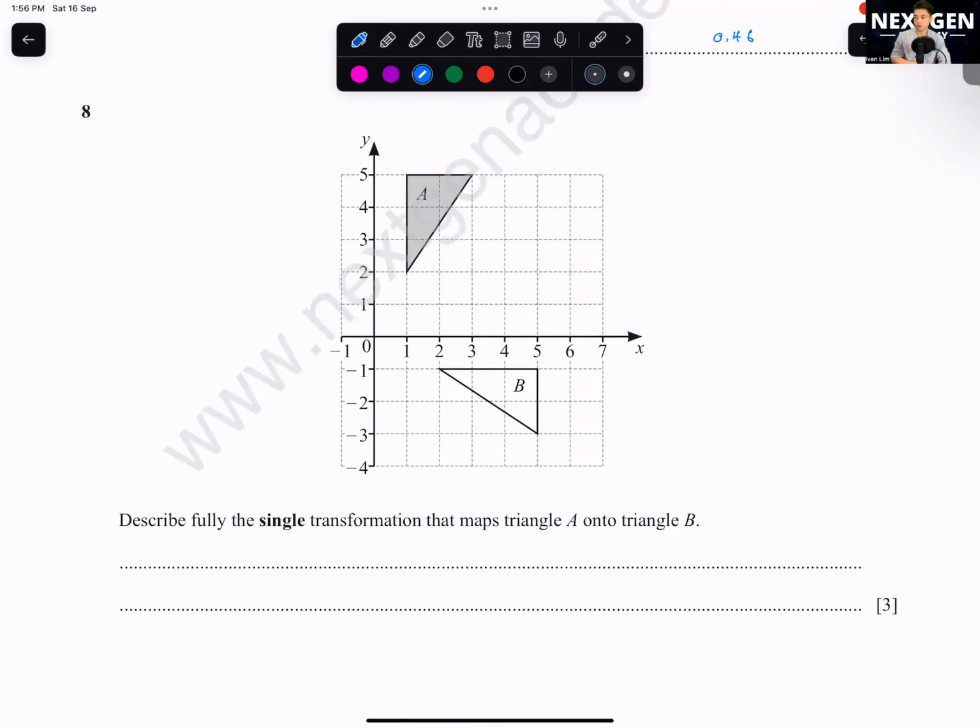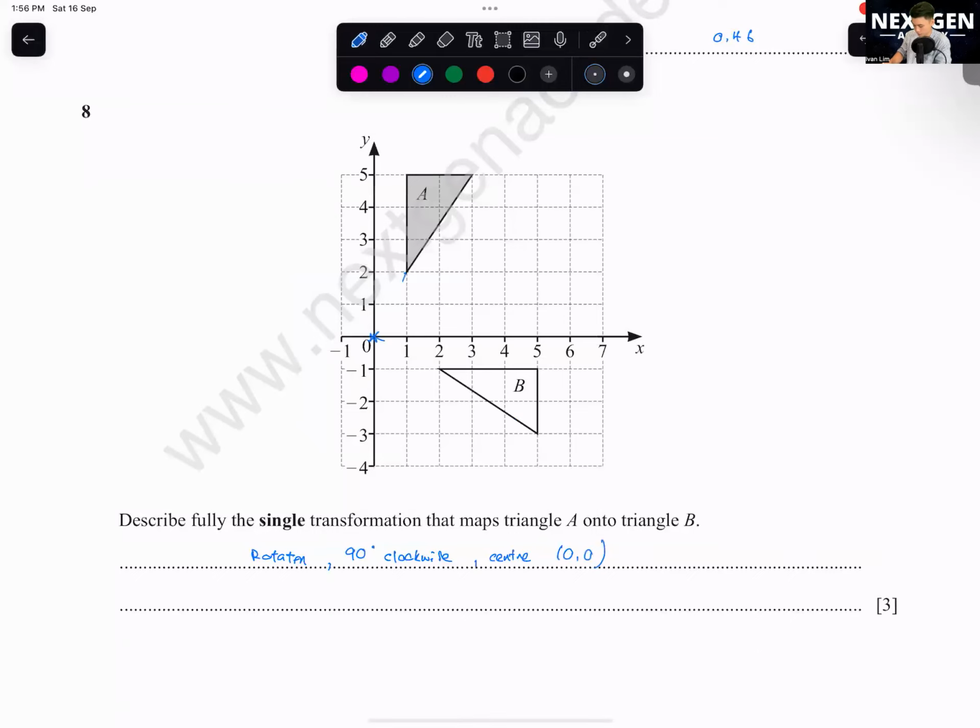Question 8. Describe fully the single transformation A onto B. This is a rotation, 90 degrees clockwise. Okay, 90 degrees clockwise, and then with a center. How do you find the center? Either you use tracing paper or you draw the perpendicular bisector. Okay, 0, 0.